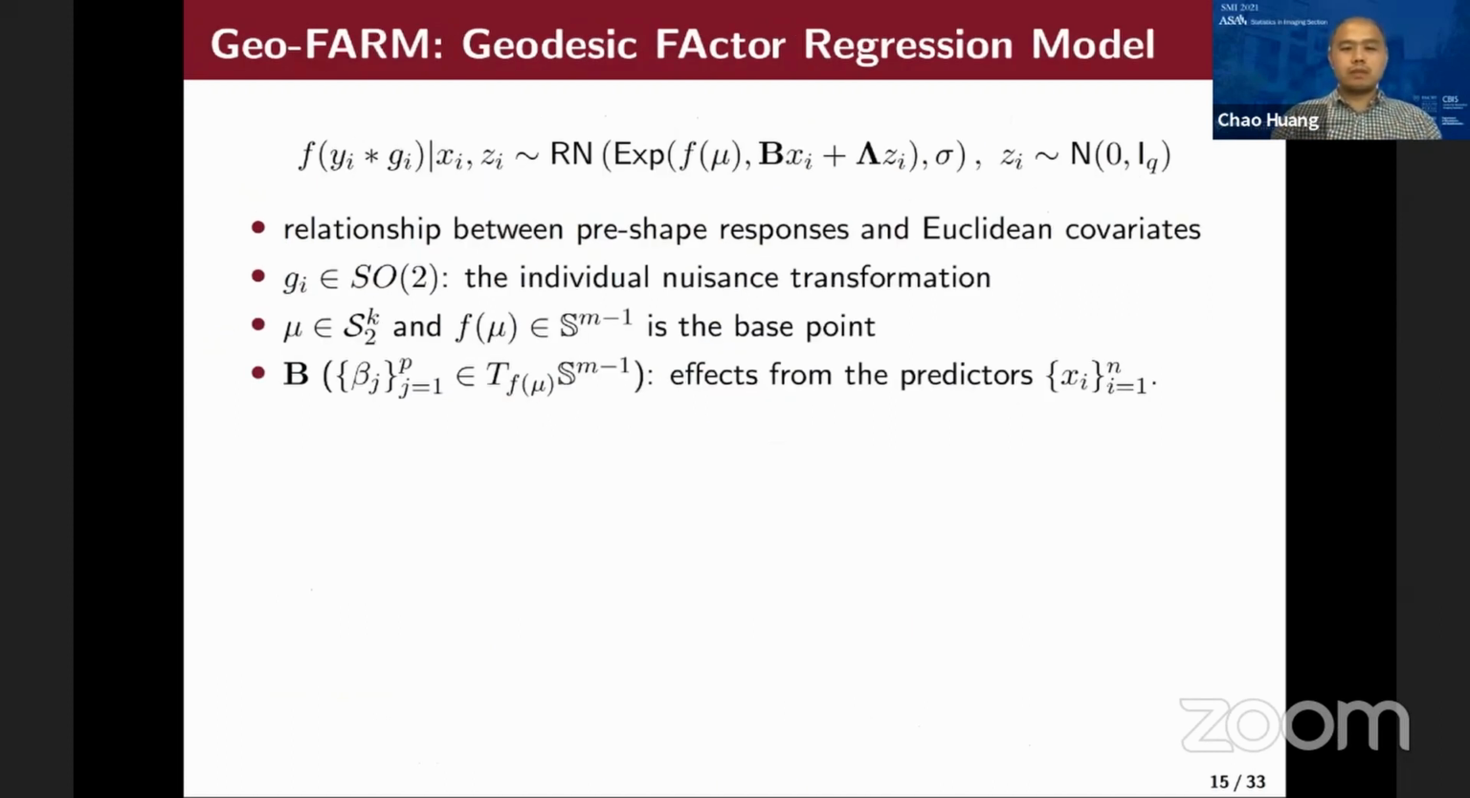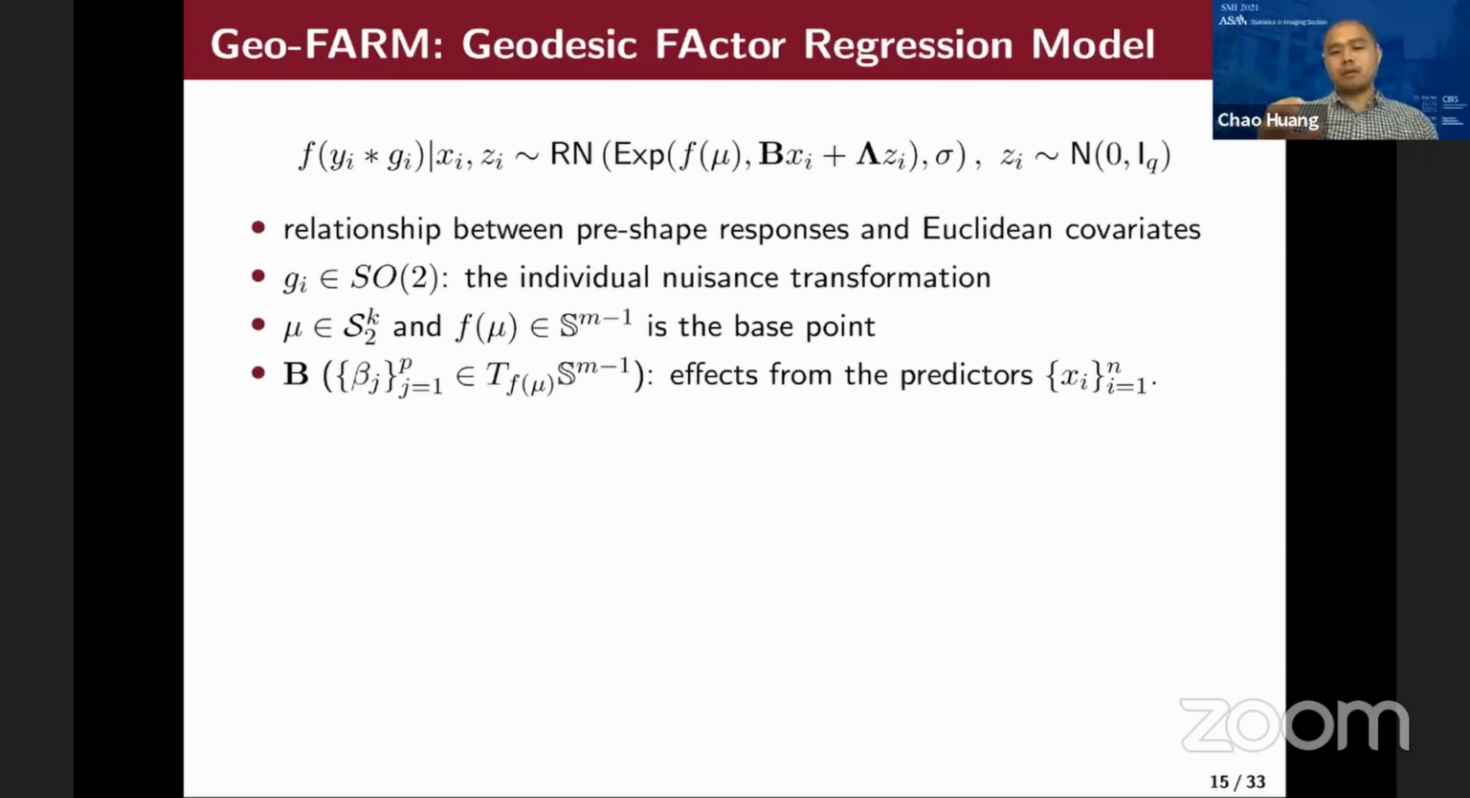So now we want to introduce the geodesic factor regression model. We can introduce here f(yi). Here gi is a rotation group action. Instead of putting this rotation group action onto the pre-shape, we put this rotation action onto the yi here. In that case, given the xi and the zi, f(yi) star gi follows this Riemannian normal distribution.